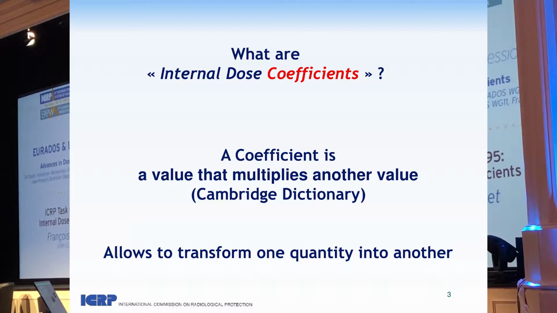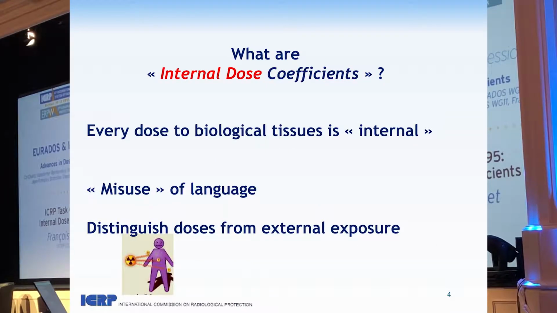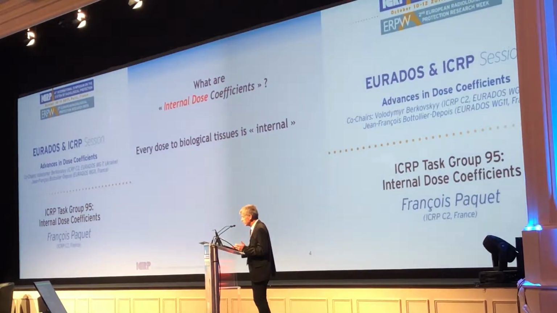You are all scientists and you know that a coefficient is nothing else than a value which allows us to transform one quantity into another. But we also have this term internal dose, and it can be tricky to discuss because actually every dose to biological tissue is internal. Even the dose to the skin is in fact a dose to internal tissue. So it is definitely a misuse of language.